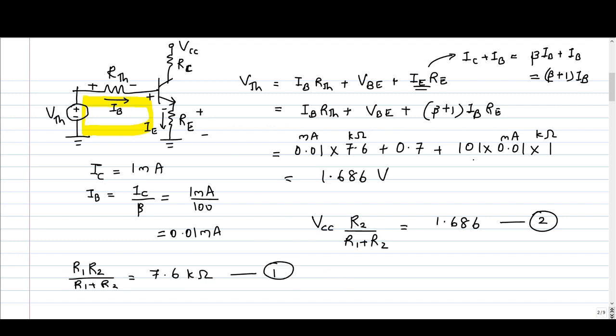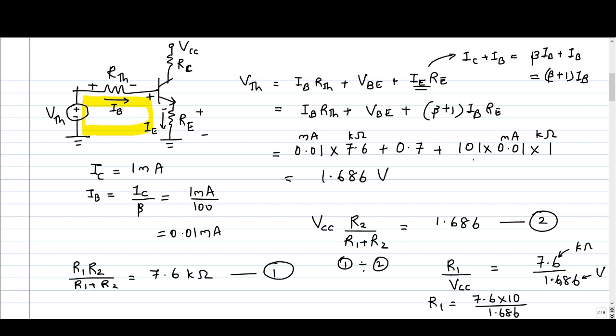So if you divide equation 1 by equation 2, this R2 by R1 plus R2 term will cancel. So you will get R1 divided by VCC is equal to 7.6 divided by 1.686. This 7.6 is in kilo ohm, so your answer will be in kilo ohm. 1.686 is volt. VCC is 10 volt. So R1 is 7.6 into 10 divided by 1.686. So if you do the simplification, you will get R1 as 45 kilo ohm.